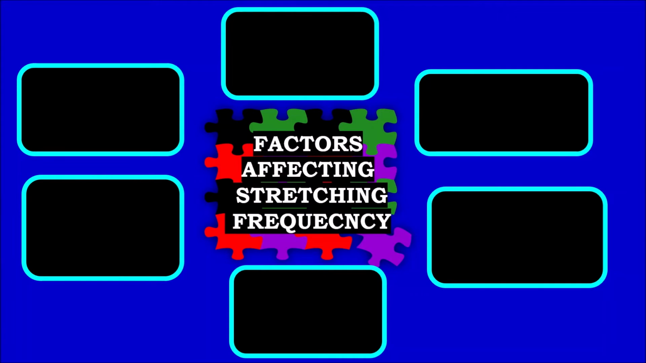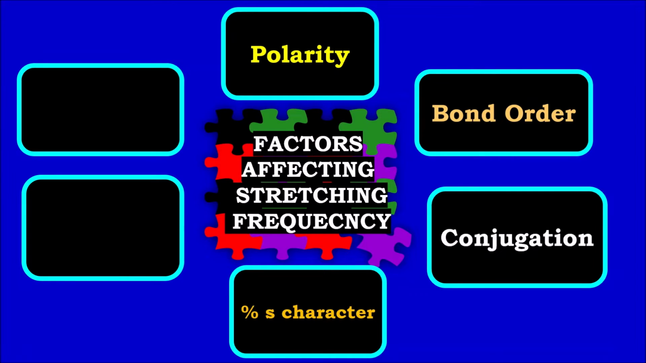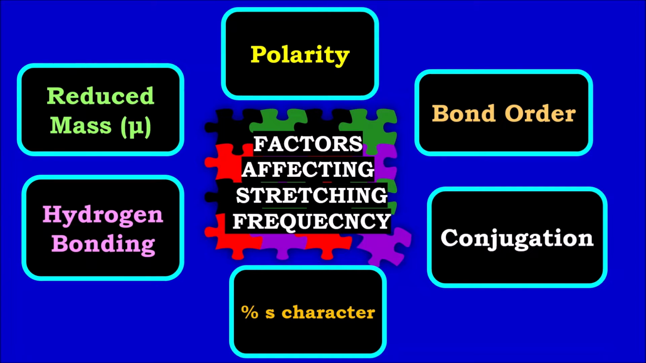So in today's video, we are going to see some of the factors that affect the stretching frequency, that is polarity, bond order, conjugation, percentage s character, hydrogen bonding and reduced mass. So all these are the factors that affect the stretching frequency. So let us see one by one.